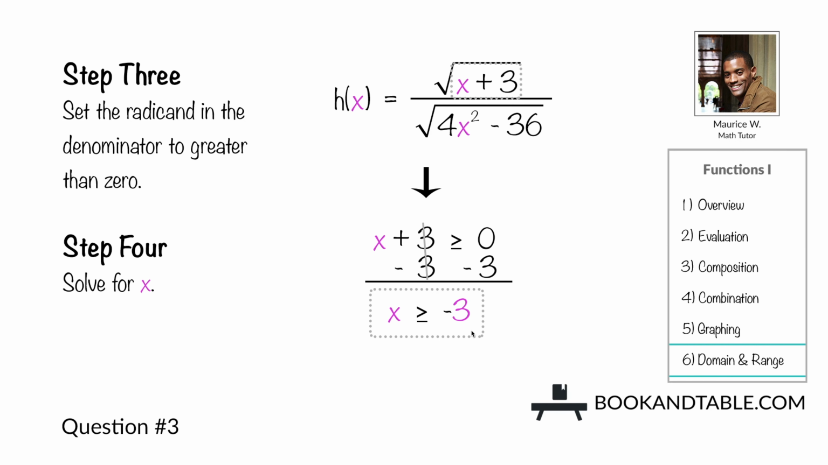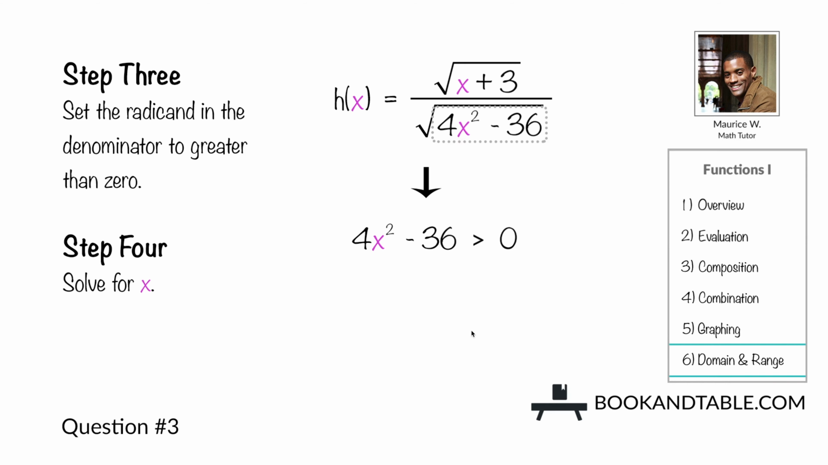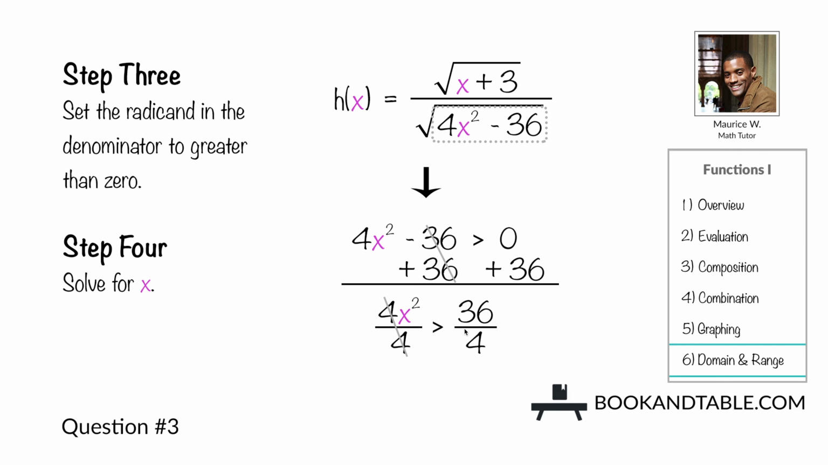And now we want to focus on the denominator. So we want to set the radicand in the denominator to greater than 0, and then solve for x. So we will add 36 to both sides, showing us 4x squared is greater than 0 plus 36, which is 36. And now we get rid of the coefficient 4 by dividing both sides by 4, showing us that x squared is greater than 36 divided by 4, which is 9.